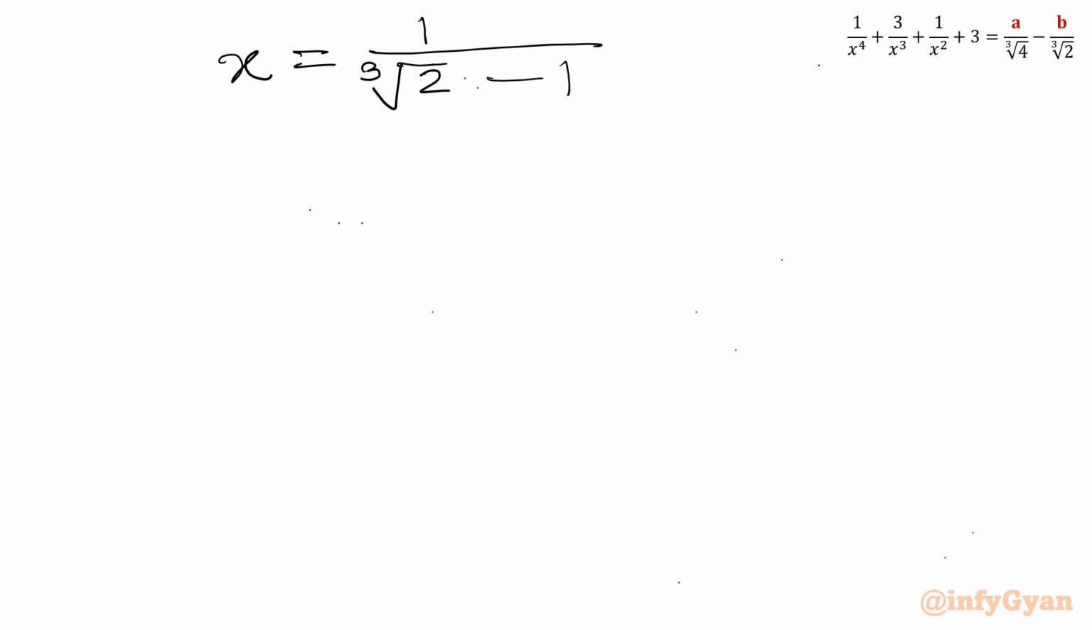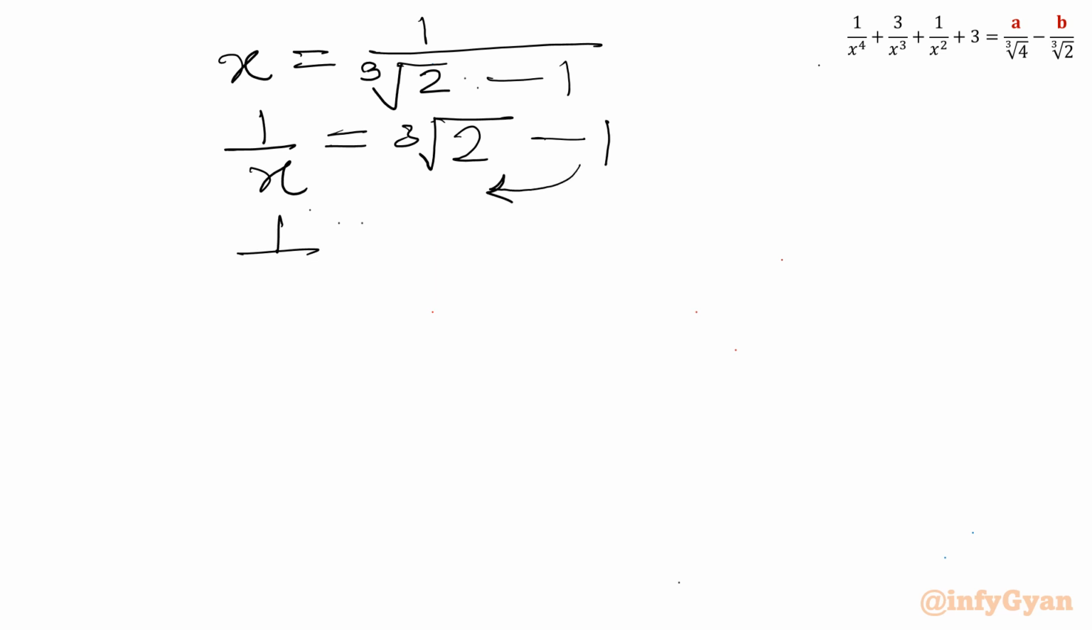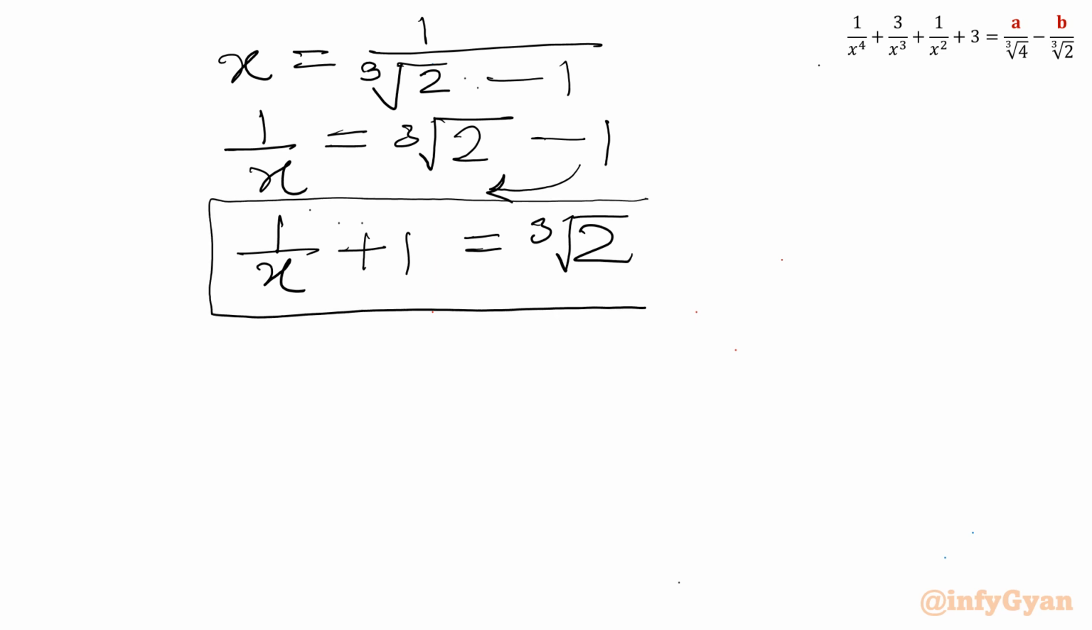Now consider reciprocal both sides. So 1 over x will become cube root 2 minus 1. Let's take this minus 1 to the LHS. So 1 over x plus 1 will be equal to cube root 2. Very important equation.